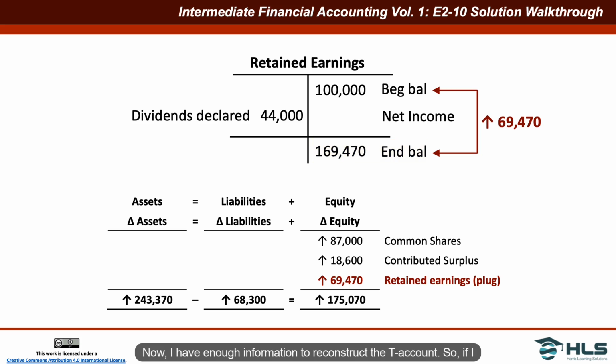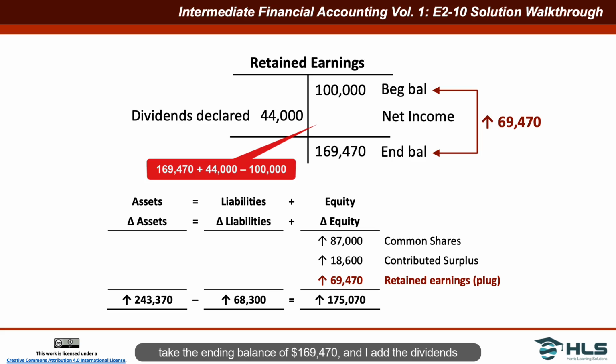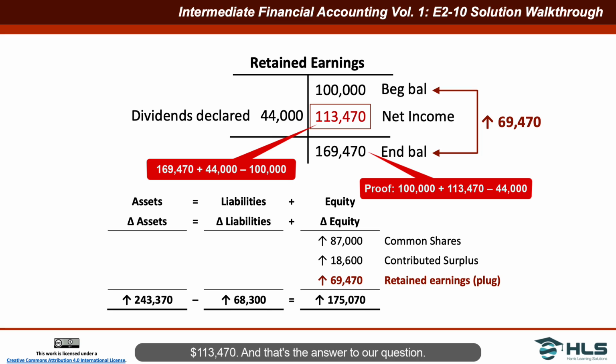$169,470. Now I have enough information to reconstruct the T account. So if I take the ending balance of $169,470 and I add the dividends declared of $44,000 and subtract the beginning balance of $100,000, we end up with a plug number for net income of $113,470. And that's the answer to our question.